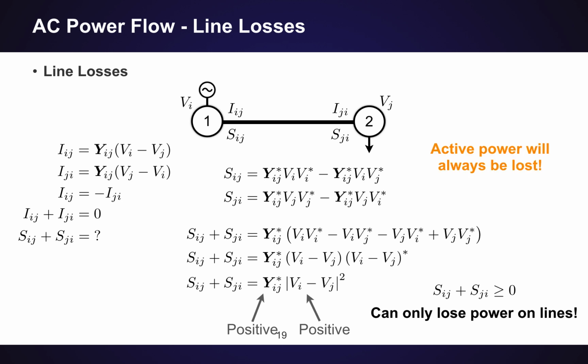An important implication here is that active power will always be lost on the line. As Colin has said, in most typical transmission lines, we can only lose power on the lines. It is possible on certain types of edges in a network, for example cables, to actually have generation of reactive power on the line. That is not covered by this model because we don't have any shunt elements. But there could be cases where reactive power will actually be generated on the line rather than lost. But active power should always be lost on the line.